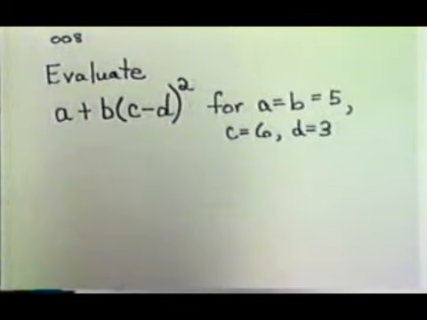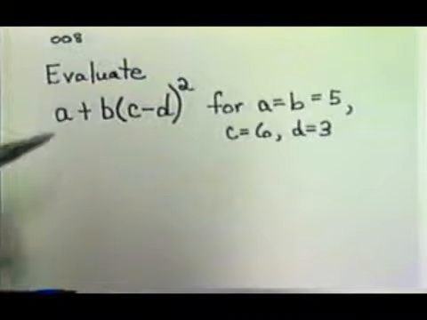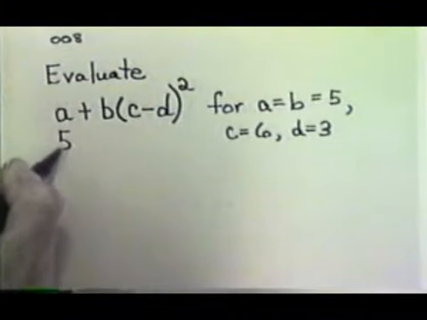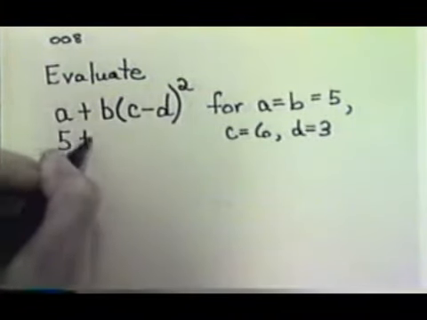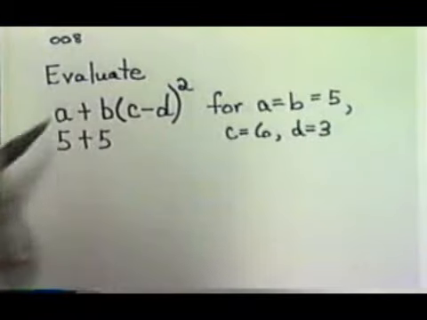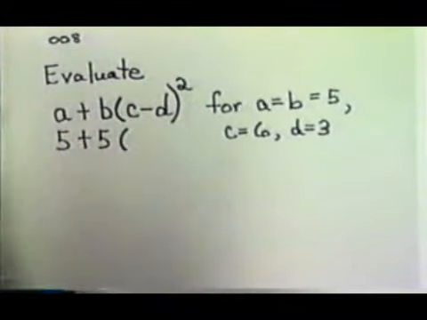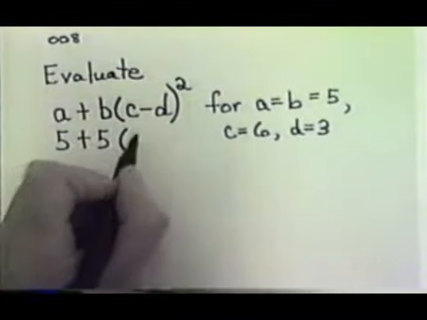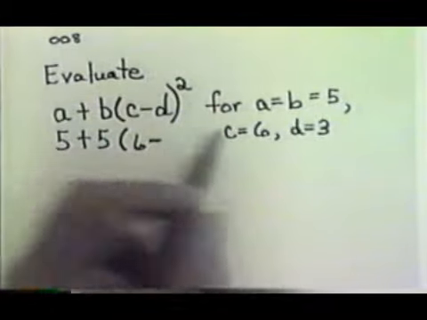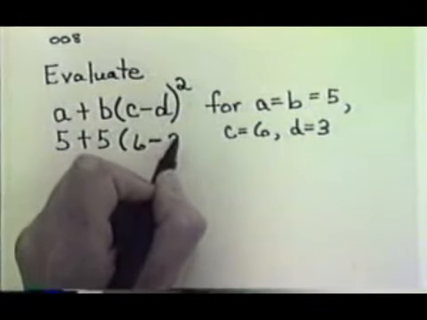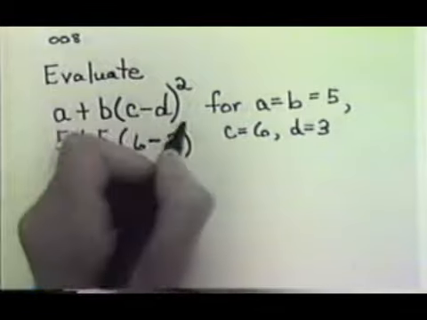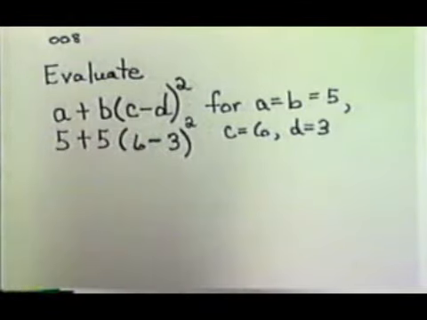What that means is that a and b are both the same number. They're both going to be 5. So when I come to a and b, I just put a 5 in place of both of them. So I have 5 plus 5, parentheses, c is 6, subtract, d is 3, and then my little 2 back up here.